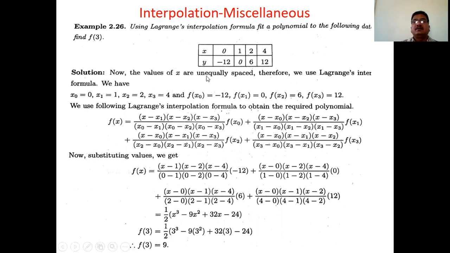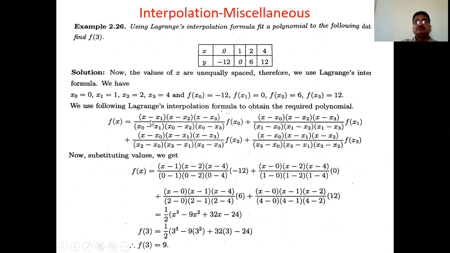So here these values of x are what? x0, x1, x2, x3, and the values of y corresponding to these x0, x1, x2, x3 are f of x0, f of x1, f of x2, f of x3. f of x0 is minus 12. That is the value at x0. And then write the Lagrange's interpolation formula. So what is the Lagrange's interpolation formula?